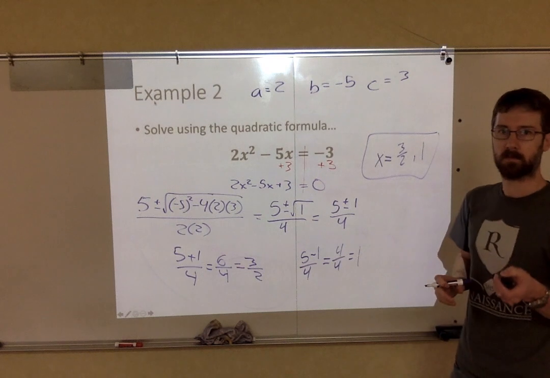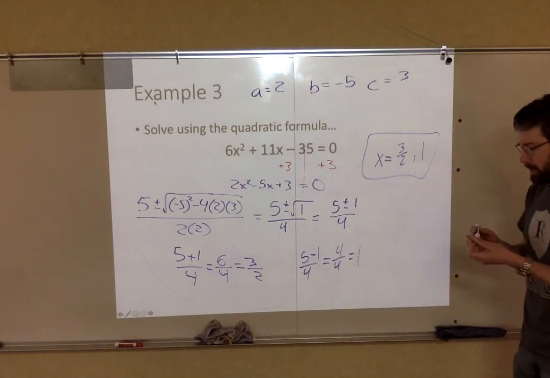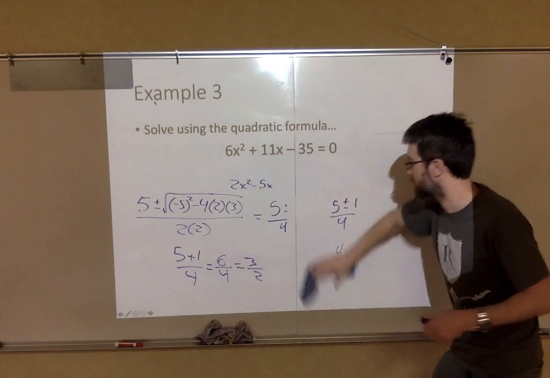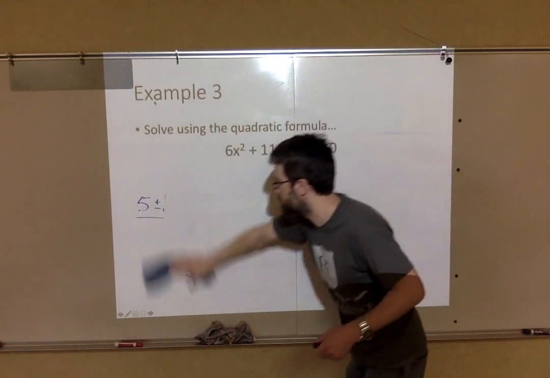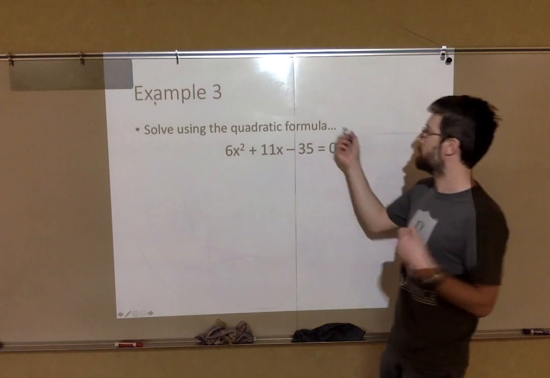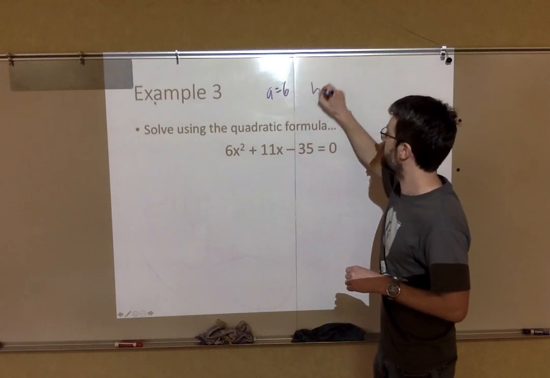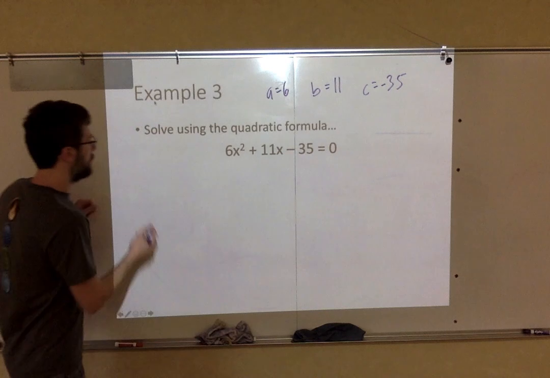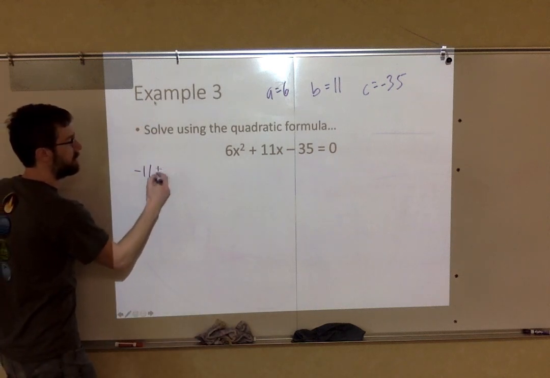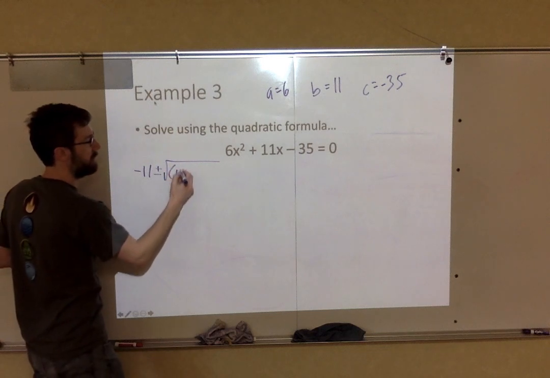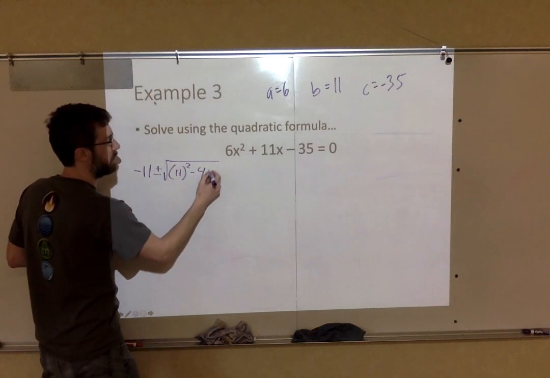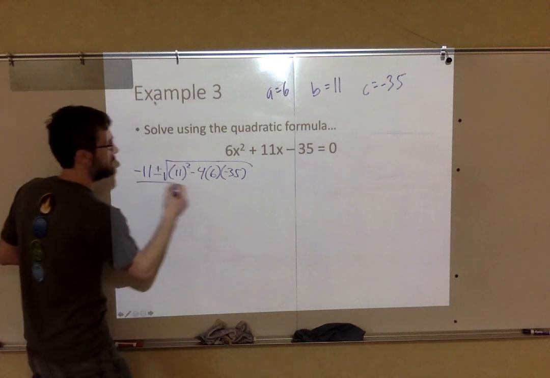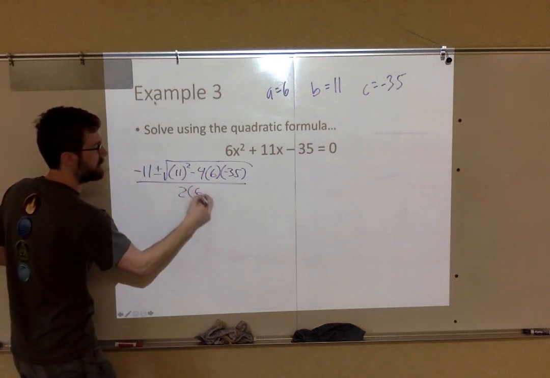All right. Go ahead and pause the video and give this one a try. It's already in standard form. It's just that the numbers are a little bit bigger now. Let's see if you can come up with it. All right, so A is 6, B is 11, and C is negative 35. That means this is negative 11 plus or minus the square root of 11 squared minus 4 times 6 times negative 35, all over 2 times a, which is 6.